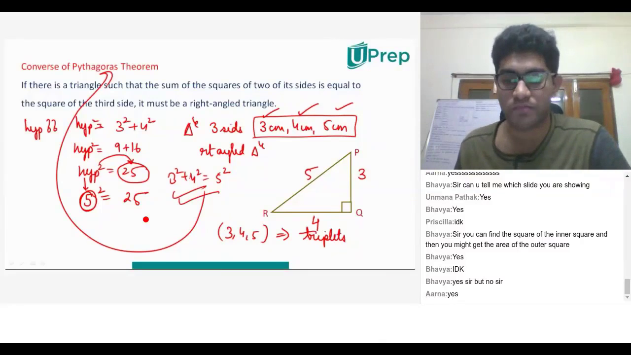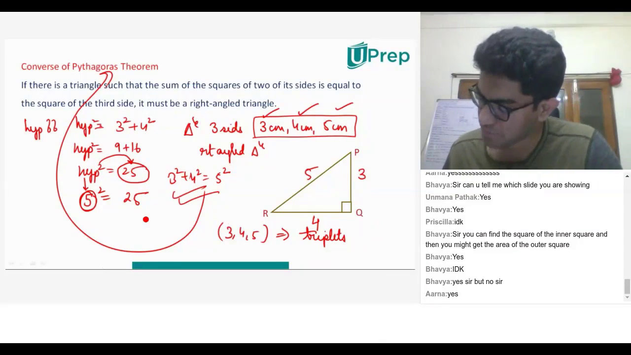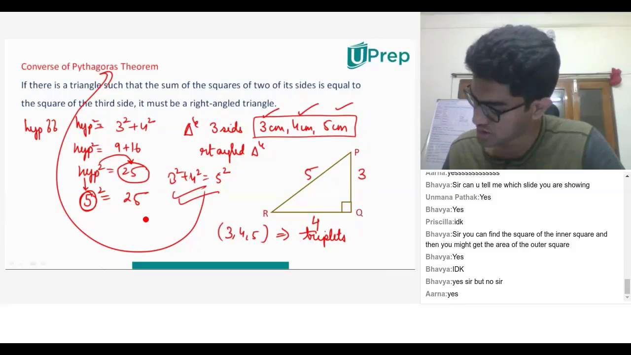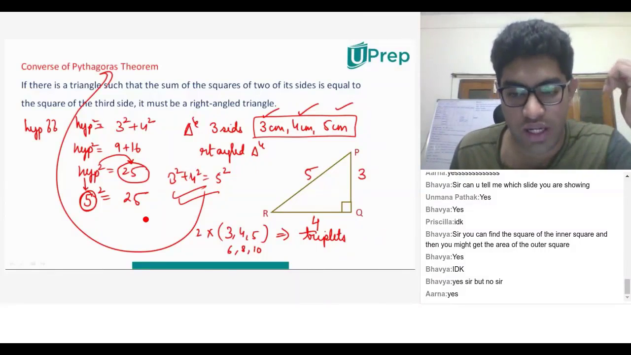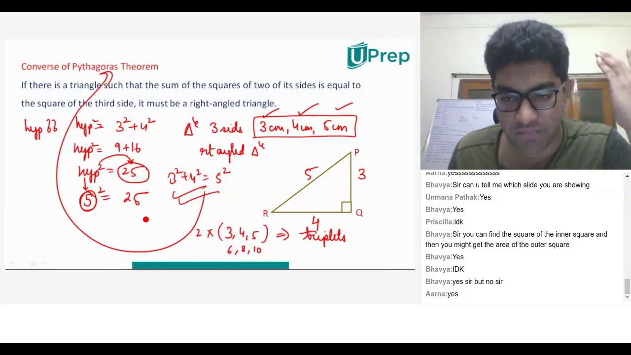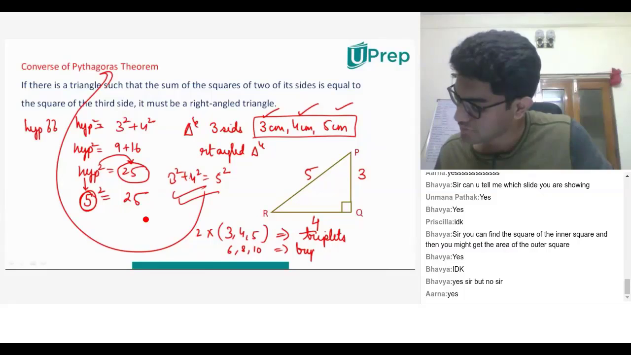Beautiful. So, can I say, now let me multiply all these by 2. 6, 8, 10. What did I do? I multiplied this entire triplet by 2. Correct? So what did I get? 6, 8 and 10. 6, 8 and 10 is also a Pythagorean triplet. Yes, sir.